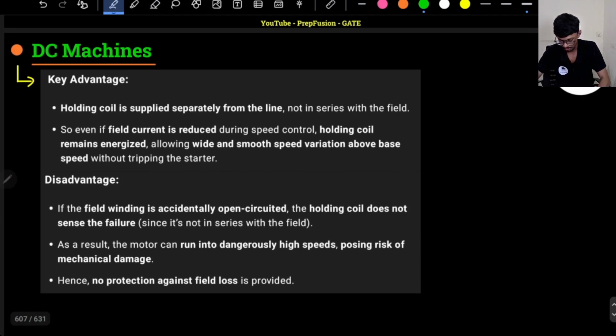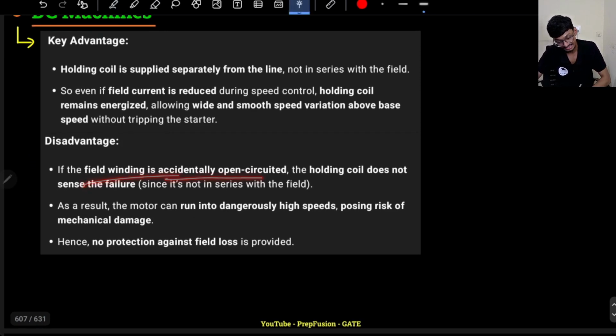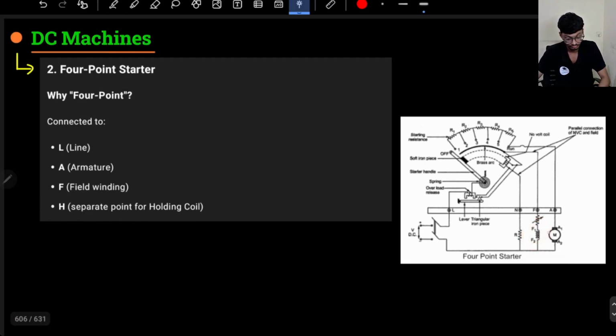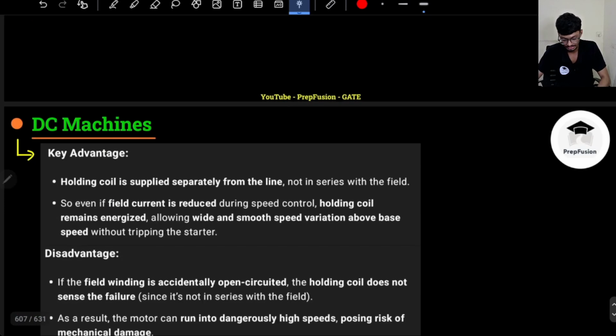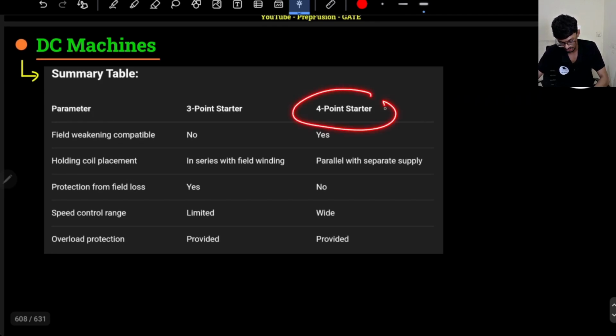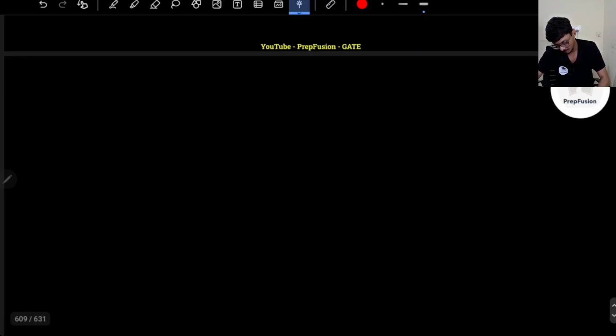So the disadvantage: if the field winding is accidentally open circuited, the holding coil does not sense the failure since it is not in series. Even if the field winding is accidentally open circuited and the field flux is very low, our holding coil will not sense anything, because we have separated the holding coil and the field winding. So there is a chance of damage, right? As a result, the motor can run to dangerously high speed, posing a risk of mechanical damage. Hence, no protection against field loss is provided. Okay, that is the thing about the 4-point starter. You can go through the summary. So that was about the starter.